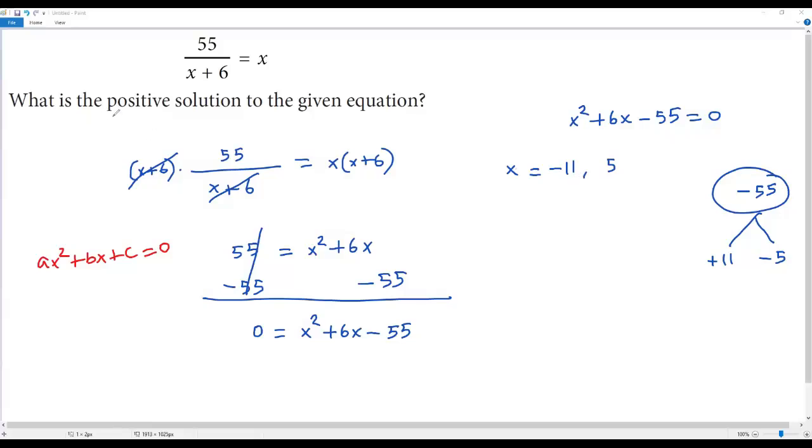But the question asked us to find the positive solution. Positive solution means, of these two solutions, we have to reject the negative solution. So 5 is the positive solution. The positive solution to the given equation is just 5.